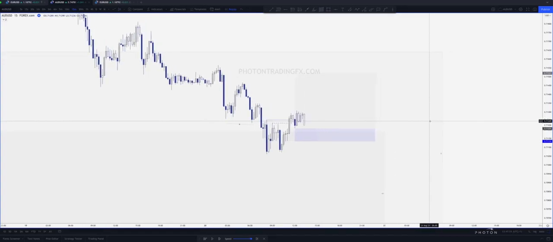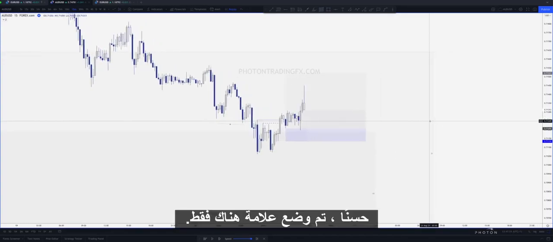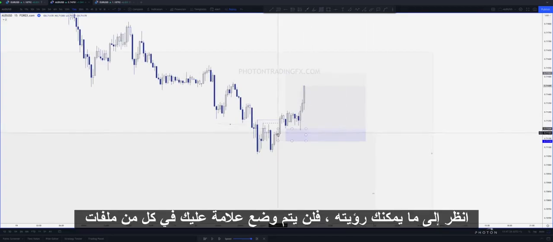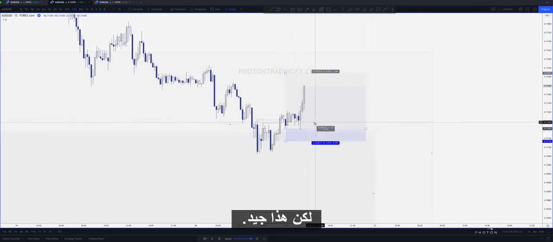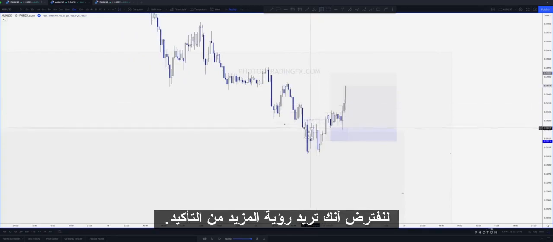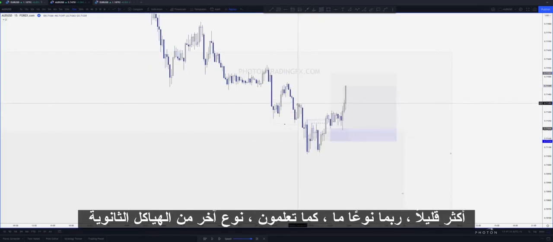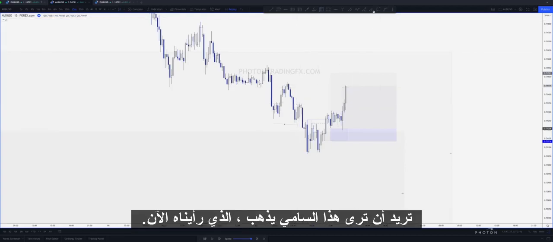All right, just tagged in there. So what you can see is you would not have been tagged in if you took the EQ, but that's fine. Now, let's say you wanted to see a bit more confirmation. You didn't just want a change of character, but maybe another minor structural move. And you wanted to see this high go, which we have now seen.